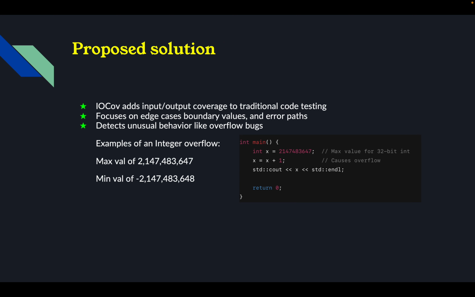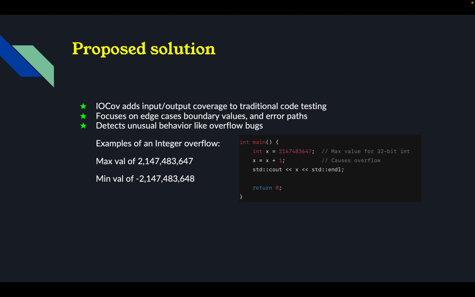The idea proposed in the paper is the implementation of input and output coverage in addition to coverage testing, called IO coverage, or IO for short. This input and output coverage should test all edge cases, including things such as boundary values, corner cases, error path, and invalid inputs. Boundary values need to be tested in order to understand how programs will handle outlier situations.